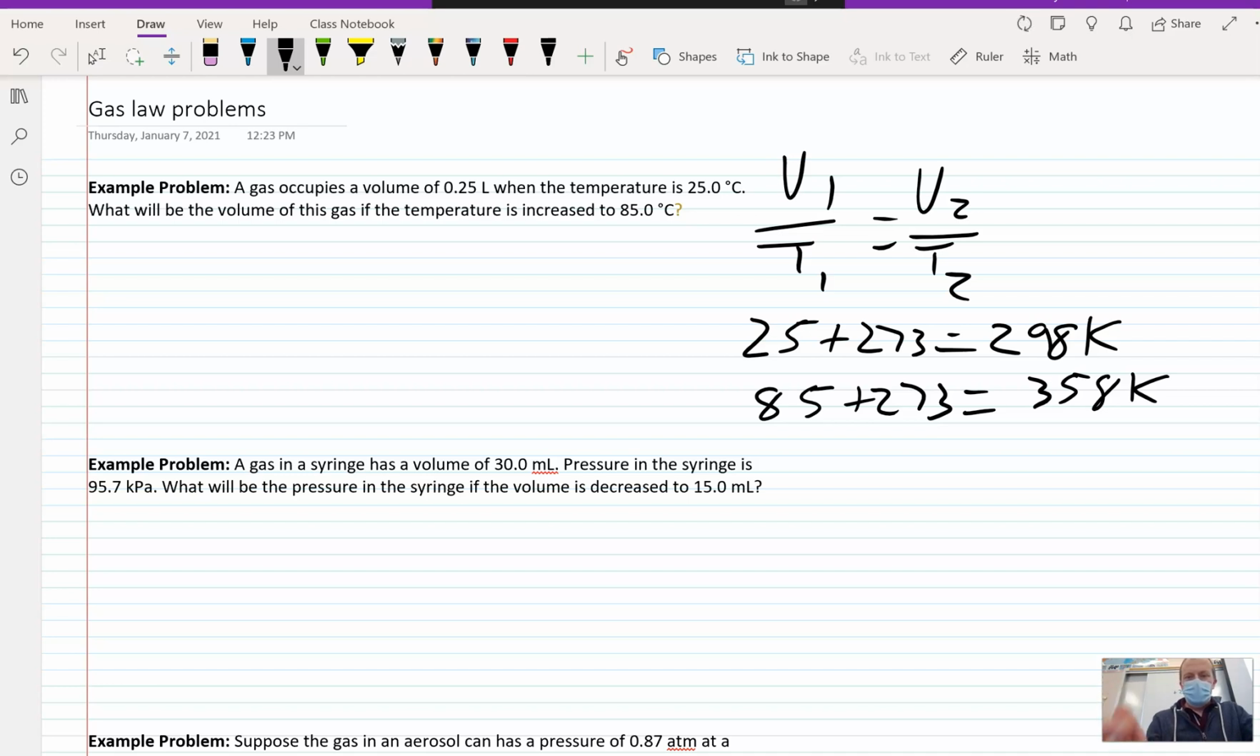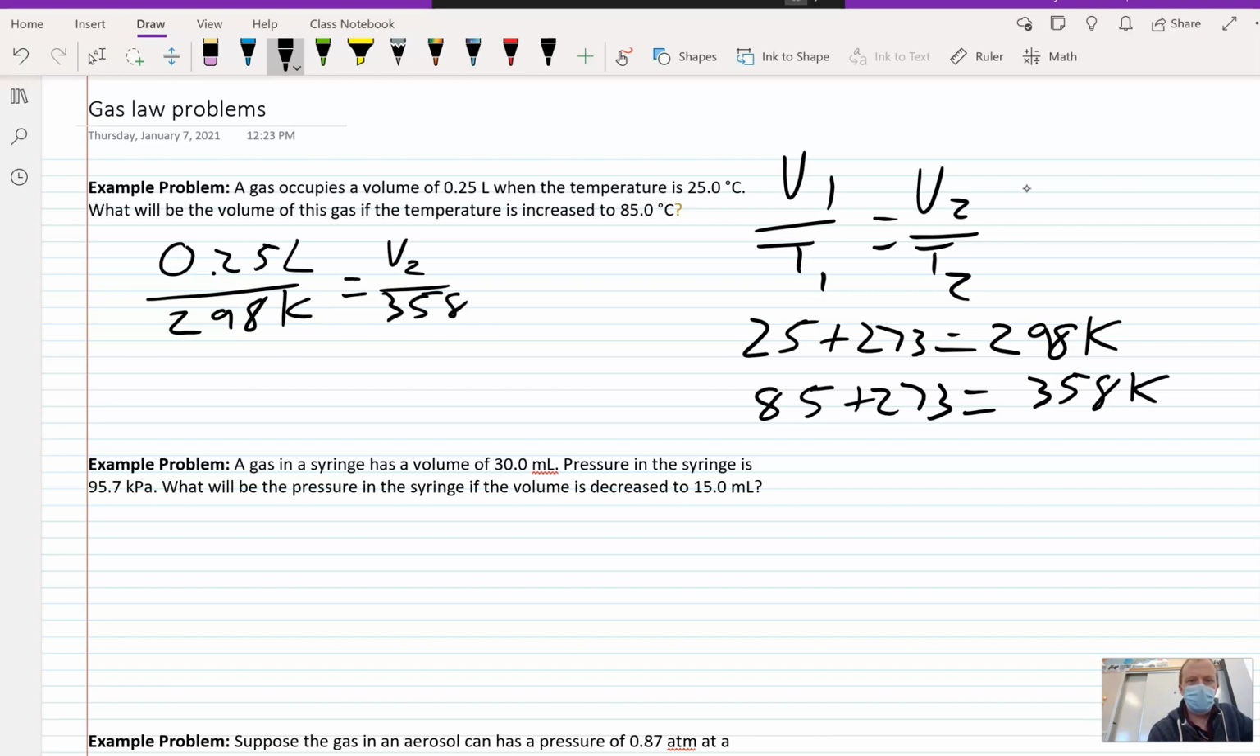And by the way, I don't think I mentioned this, but if you're unfamiliar with equations that have these subscripts, all that means is a volume at two different times and a temperature at two different times. So typically we have V1 and T1 be the starting volumes and temperatures, and then we have these be what it changes to. So in this case, the volume was 0.25 when the temperature was 298 Kelvin. And it says what will be the volume when the temperature is, so that means we're solving for that, when the temperature is increased to 358.